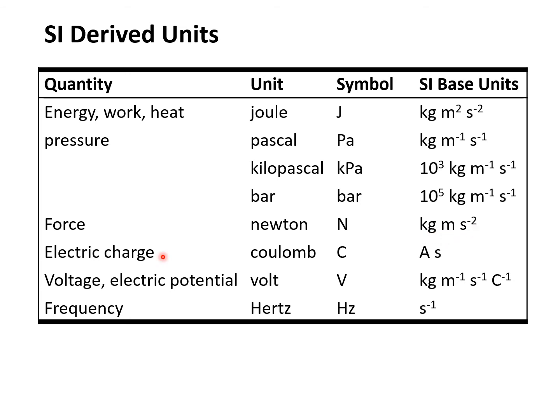The SI unit for electric charge is the Coulomb, given by the capital symbol C, and that can be expressed as its base units of an ampere times second. The SI unit for voltage or electrical potential is the volt, given by the symbol capital V, and it has the base units kilogram meter squared per second cubed per ampere. And finally, the SI unit for frequency is the hertz, given by capital Hz, and has units of seconds to the negative 1.